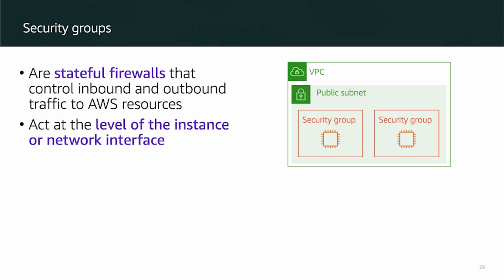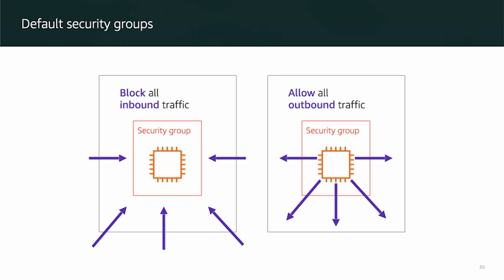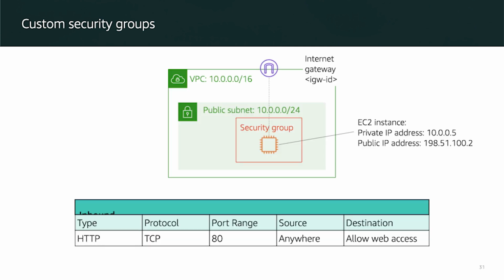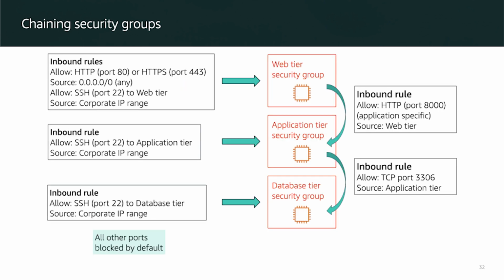You can create a custom security group. It will allow a specific port with a specific protocol from a specific source to access your EC2 instance in the public subnet or even in the private subnet. It's very important to do a chaining of security groups, similar to what we did in the previous demo.